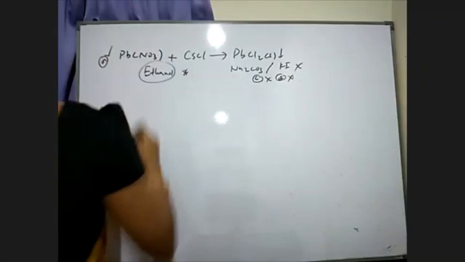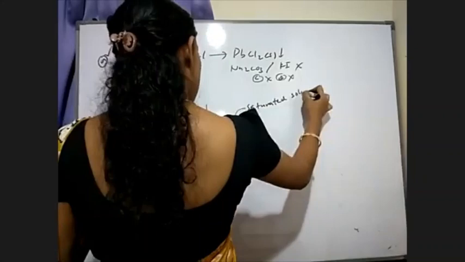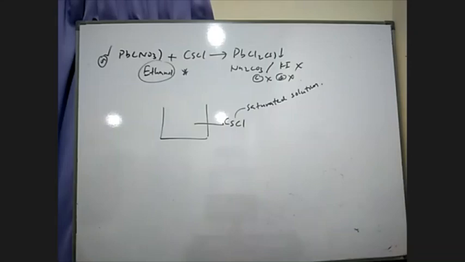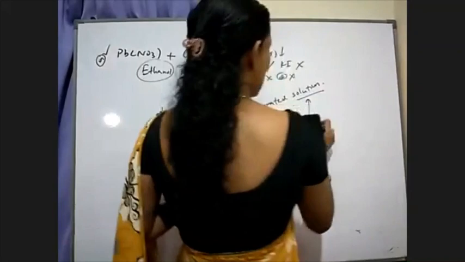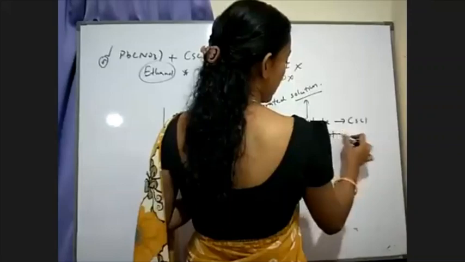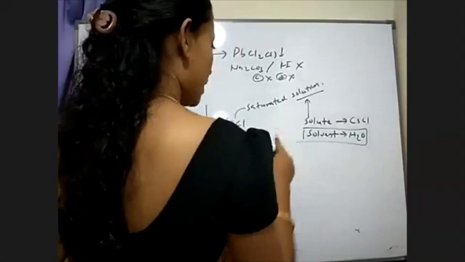Initially, CaCl2 is a saturated solution. That means it is saturated with calcium ions and chloride ions. Saturated solution means the solute is CaCl2 and the solvent is H2O. Here, initially it has H2O as the solvent. Then it says ethanol is added.